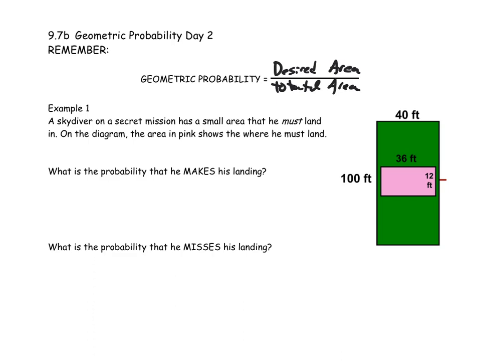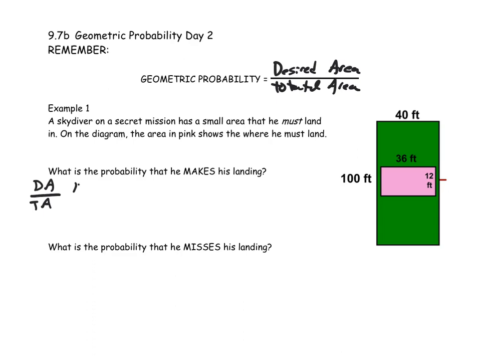So example 1 says a skydiver is on a secret mission. A skydiver on a secret mission has a small area that he must land in. In the diagram, the area in pink shows where he must land. What is the probability that he makes his landing? So in this case, our desired area is the pink spot in the middle there. So the desired area, remember we called that our dA, out of our total area, TA.